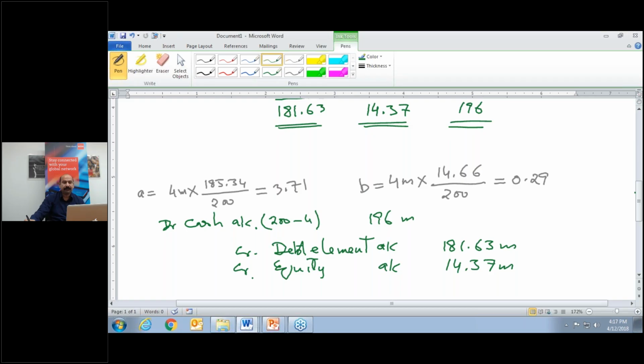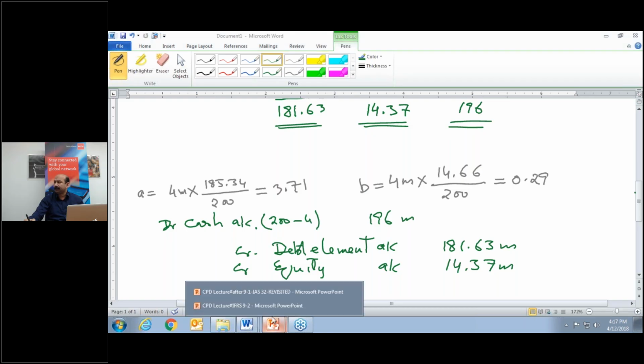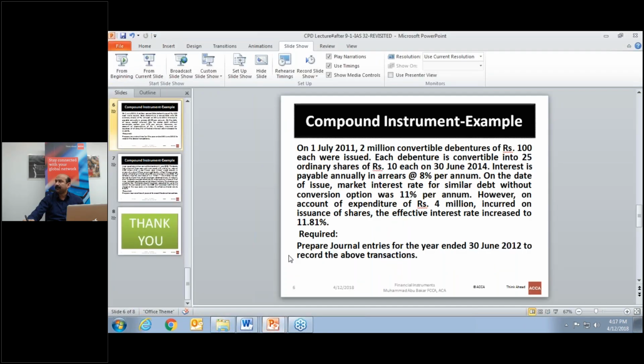So this is the double entry for recording of the hybrid instrument. Yesterday we discussed this entry, but today with the effect of issue cost. If you have any question, if you are not clear so far as this calculation is concerned, please feel free to ask any question. Okay, so fine, this means it is clear. We can move to the next.